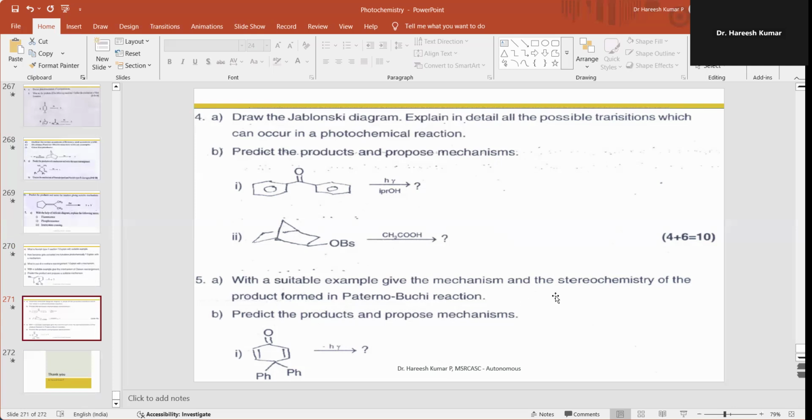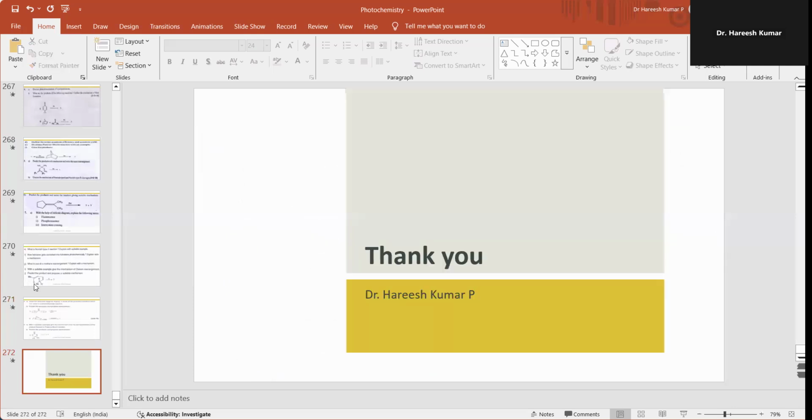Oxetanes are the products and the reactants are carbonyl compounds and olefin. Then predict the product and propose the mechanism. Pi bond migration one. They are the exam mechanism, right. So this is about the photochemistry. With this, I will stop.